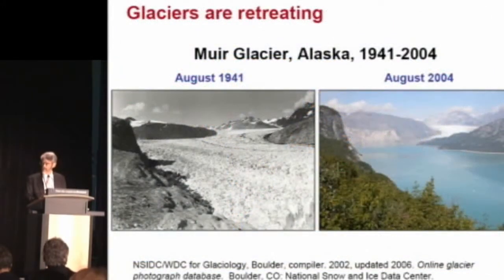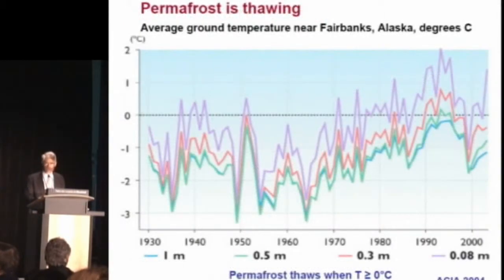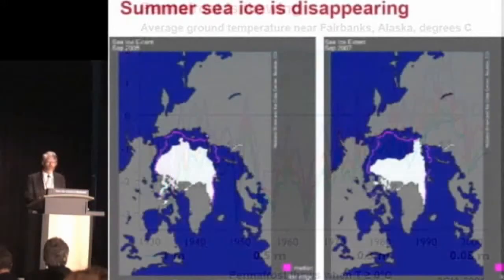Glaciers are retreating all over the world. This is a before and after, 1941 and 2004, from the same spot in Alaska. Permafrost is thawing, leading to cracked roads, buildings, pipelines, transmission lines, and so on, as the temperature rises above freezing in the soils of the far north. Summer sea ice is disappearing.